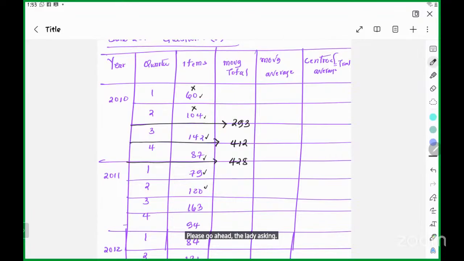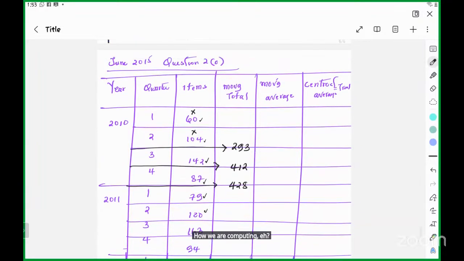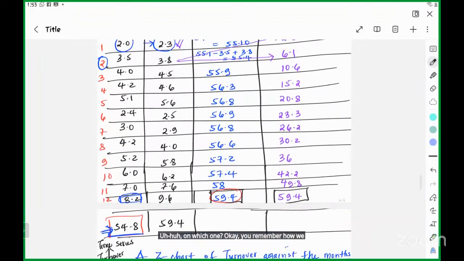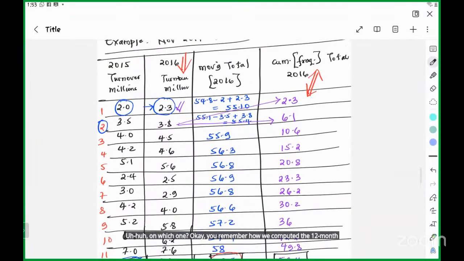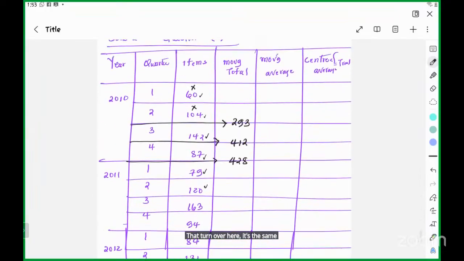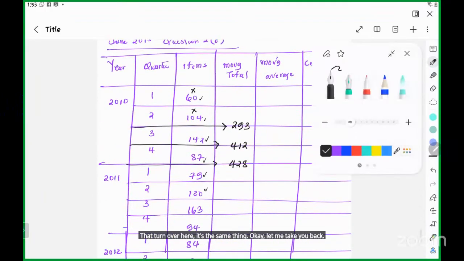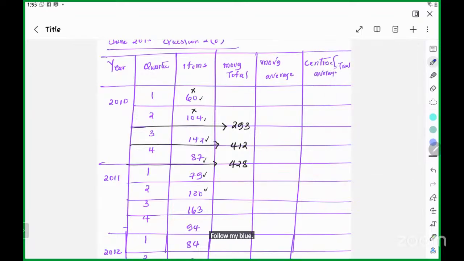I was begging your pardon on how we are computing. Okay, you remember how we computed the 12-month turnover? The turnover here, it's the same thing. Okay, let me take you back. Follow my blue. Can you tell me the first four, please?